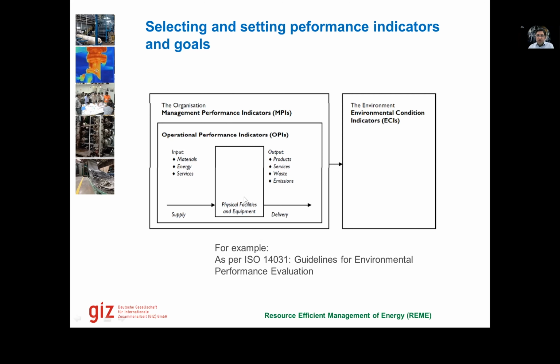In the left-hand box, we will put in energy performance indicators. And on the right-hand side, we will have indicators like emissions or GHG emissions, pollution load, and these kinds of indicators would be in the right-hand box.